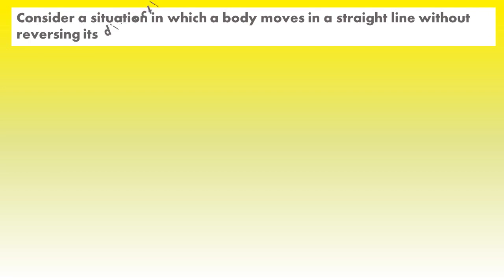Dear students, acceleration describes how velocity changes. This is speeding up or slowing down, which is a negative acceleration, better known as deceleration. Here we can find an explanation for a situation in which a body moves in a straight line without reversing its direction. If it reverses, the velocity will be 0. Okay, there are three cases for the term, and let's start with the first case.